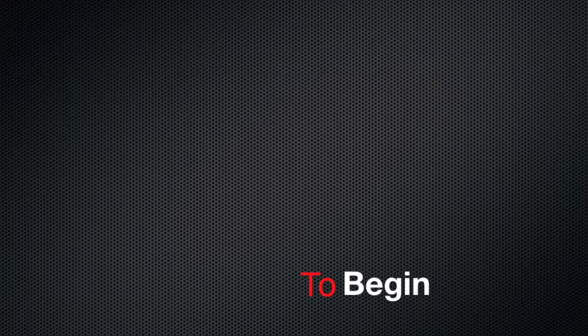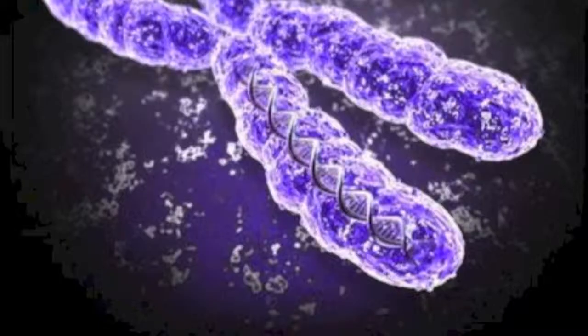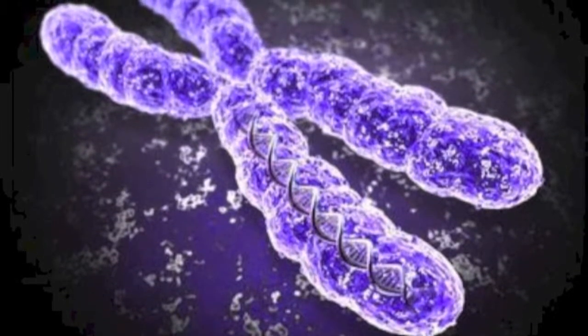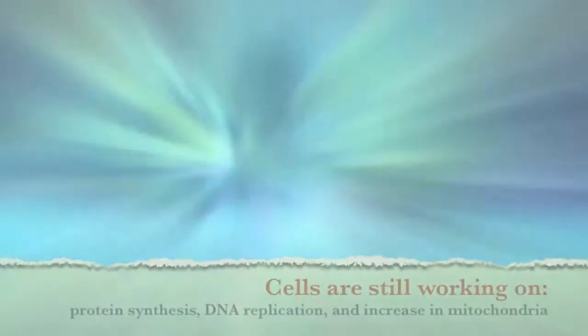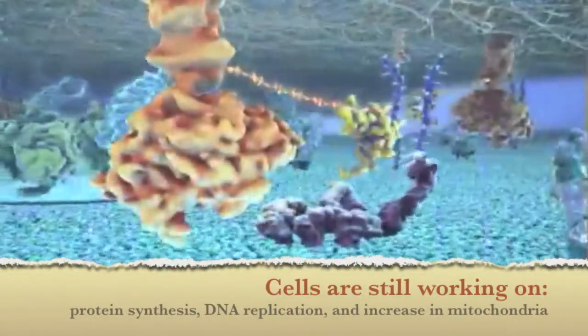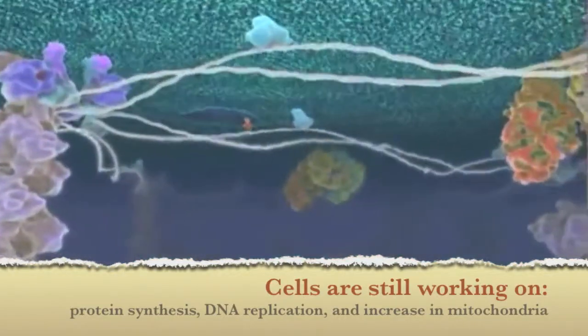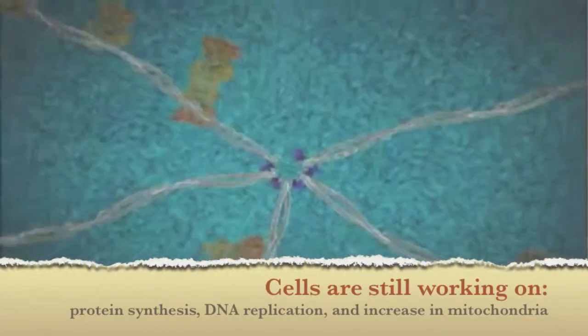The first step of the cell cycle is called interphase, which is divided into several different stages, which are gap 1, synthesis, and gap 2. Interphase is when the chromosomes or genetic material are copied. During interphase, cells double in size. It is important to know that cells are still working on their individual tasks, such as protein synthesis, DNA replication, and an increase in the number of mitochondria or chloroplasts.